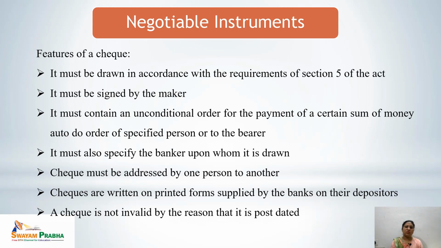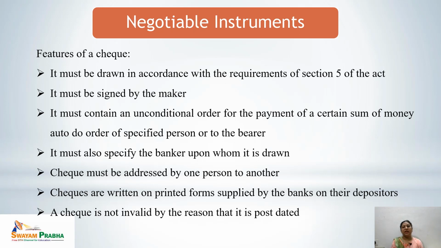There are a few features of a check which make it valid. It must be drawn in accordance with the requirements of section 5 of the act. We have already read the definition given under section 5. So all the features must be present in a check. That means it must be drawn according to the provisions of section 5 mentioned there. It must be signed by the maker. So the signature is always a must in case of any negotiable instrument. Like in other negotiable instruments, the sign of the maker is a must in case of check.